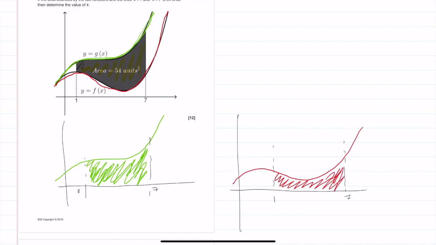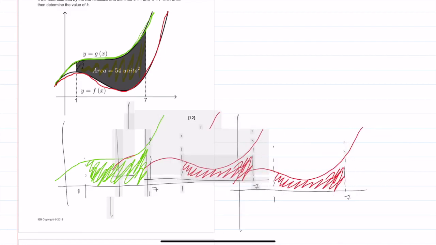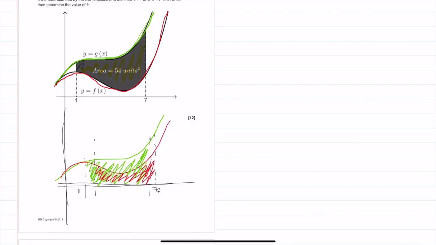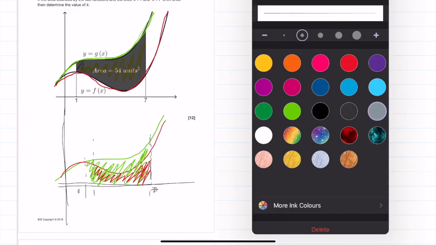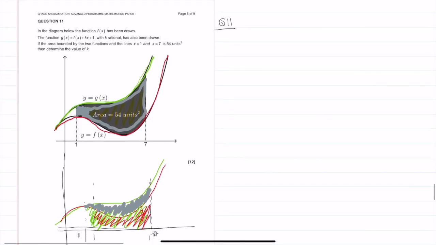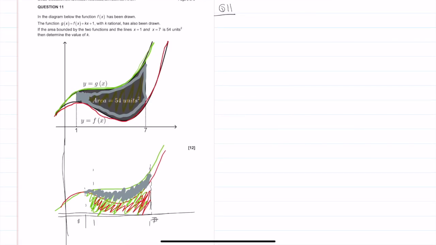If we put one graph over the other, the remainder is the area that we're looking for, this gray area right here. So that's the understanding behind it. You don't really need to care about any of that if you understood it, but I just wanted to explain what's actually happening.